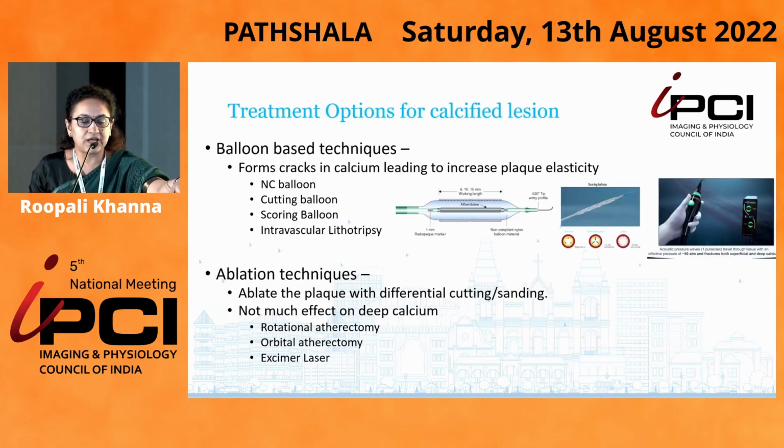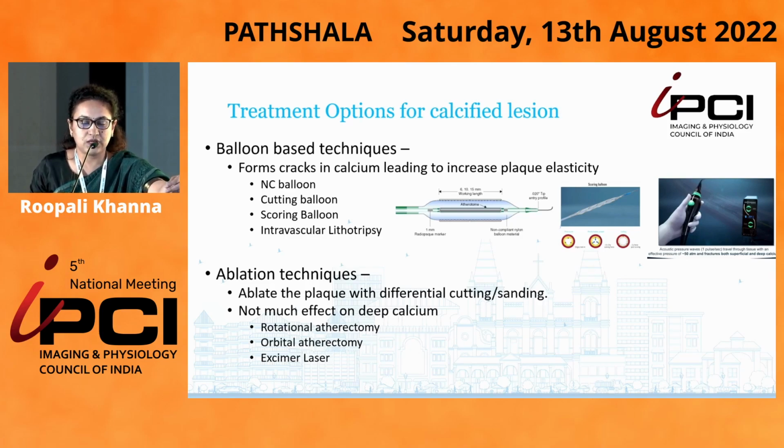There are different modalities available. First, you can go for balloon-based techniques, which create cracks in the calcium and increase plaque elasticity, in the form of a cutting balloon, scoring balloon, or intravascular lithotripsy balloon. Or we can go for ablation techniques, in the form of either rotational atherectomy or orbital atherectomy. Excimer laser is not a very good technique for calcified lesions, more for fibrocalcific lesions.